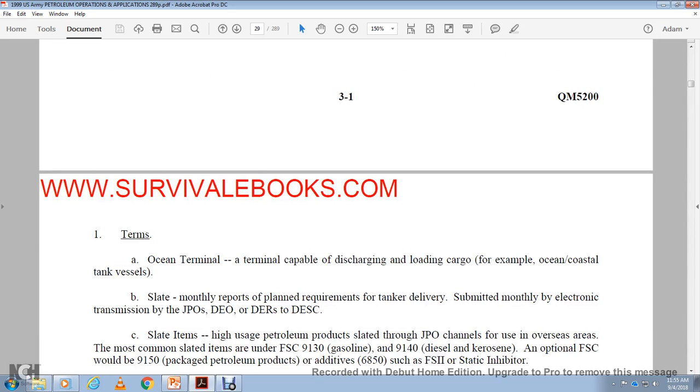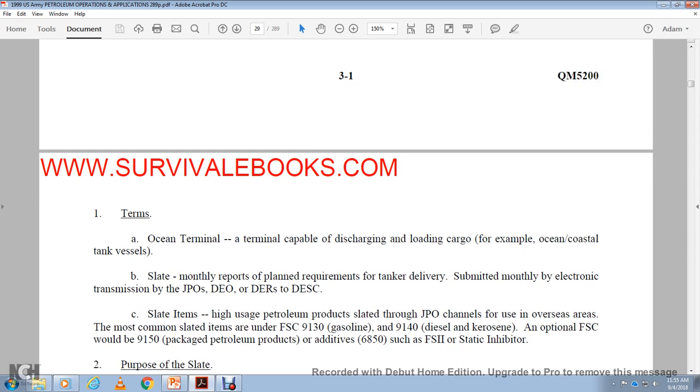Terms: ocean terminal, a terminal capable of discharging and loading cargo, for example, the ocean coast of the tank vessel. The slate: monthly reports of requirements for tank delivery, submitted monthly by electronic transmission to the joint petroleum office, the DEO, the DER, and to the DESC.